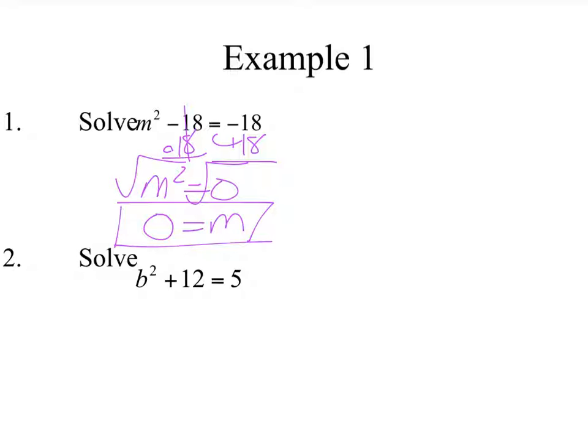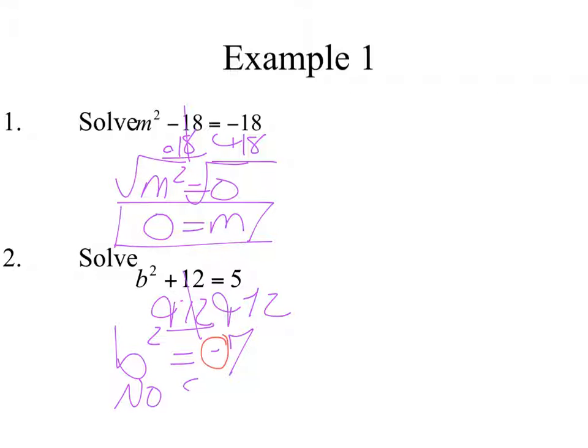Down here on number 4, I'm going to add negative 12 to each side. And we end up with b squared equaling negative 7. We cannot take the square root of a negative. So since we got negative 7, our answer is going to be no solution. And that's as far as you can go. As long as you get down to the point where you see that the square root would be the square root of a negative, you can just stop there and write no solution.